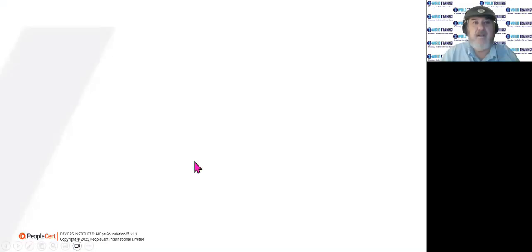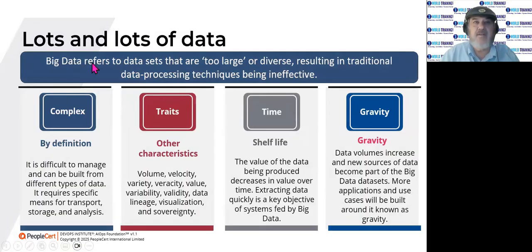So what is big data? Lots and lots of data. Big data refers to data sets that are large or diverse, too large basically for human manipulation alone with traditional tools. So big data results in traditional data processing techniques being really not very effective.